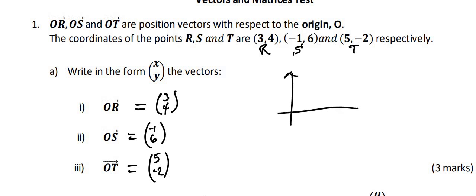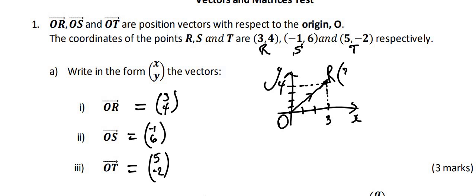We have the X and Y axis. The X-axis is the horizontal axis, the Y-axis is the vertical. Now let's look at the location of point R. Point R is located at 3 units on the X-axis, so let's say 1, 2, 3, and 4 units on the Y-axis, 1, 2, 3, 4. So the location of point R will be right here. It has 3 units on the X-axis and 4 units on the Y-axis. And since this is the origin where the X and Y-axis meet, we have the vector OR.